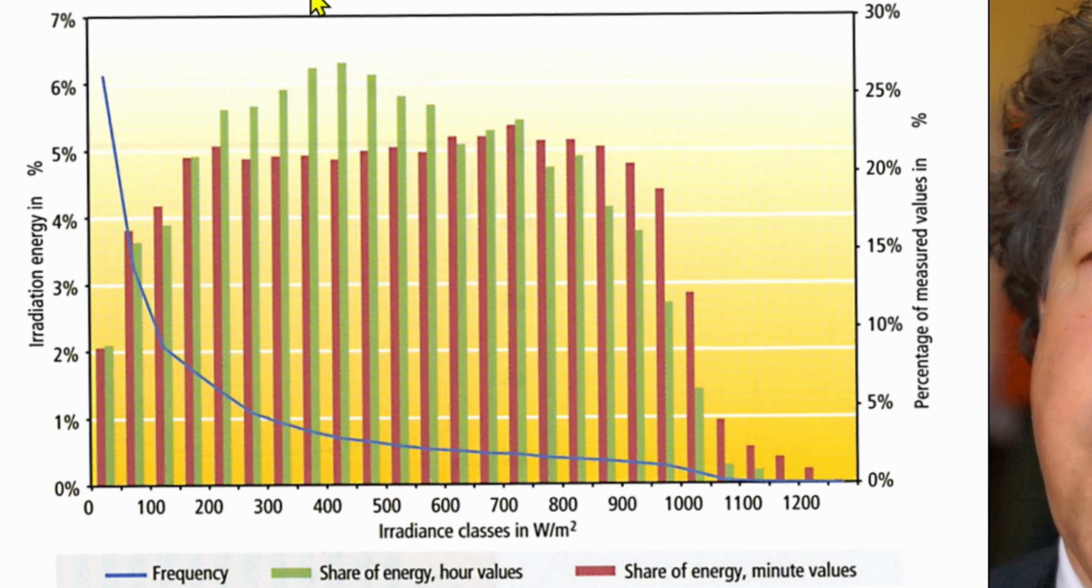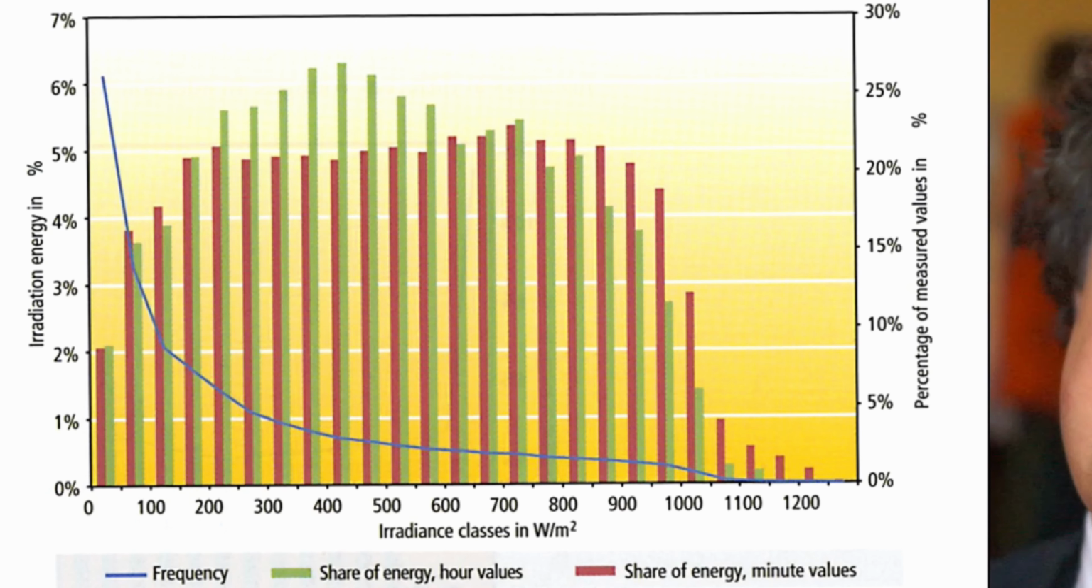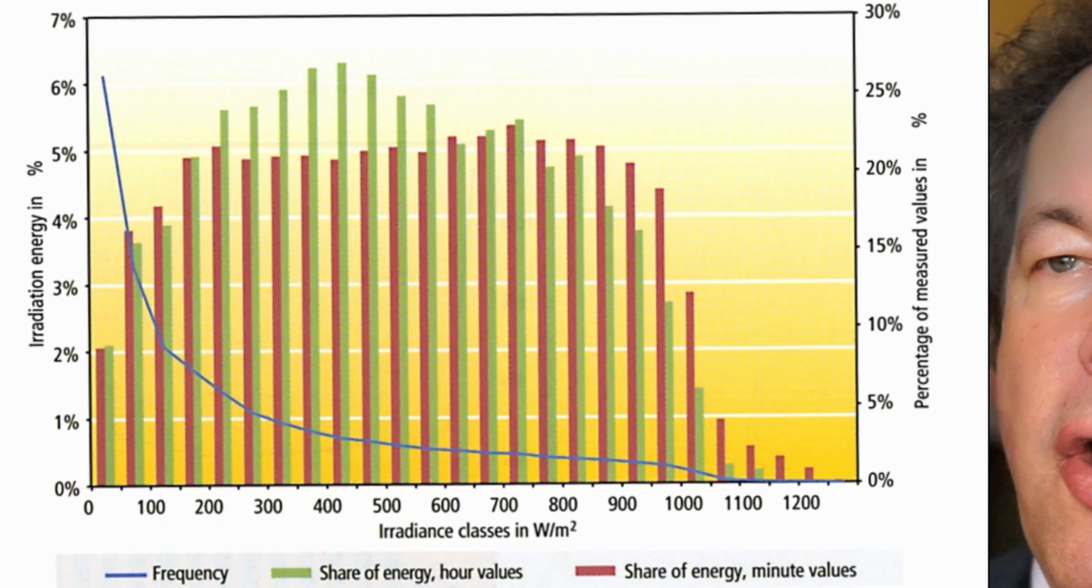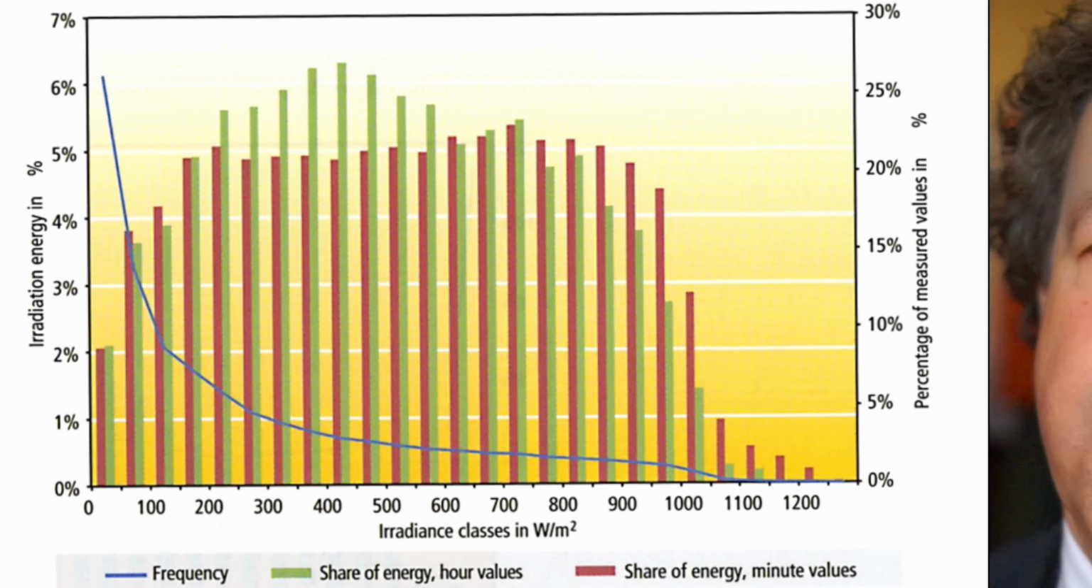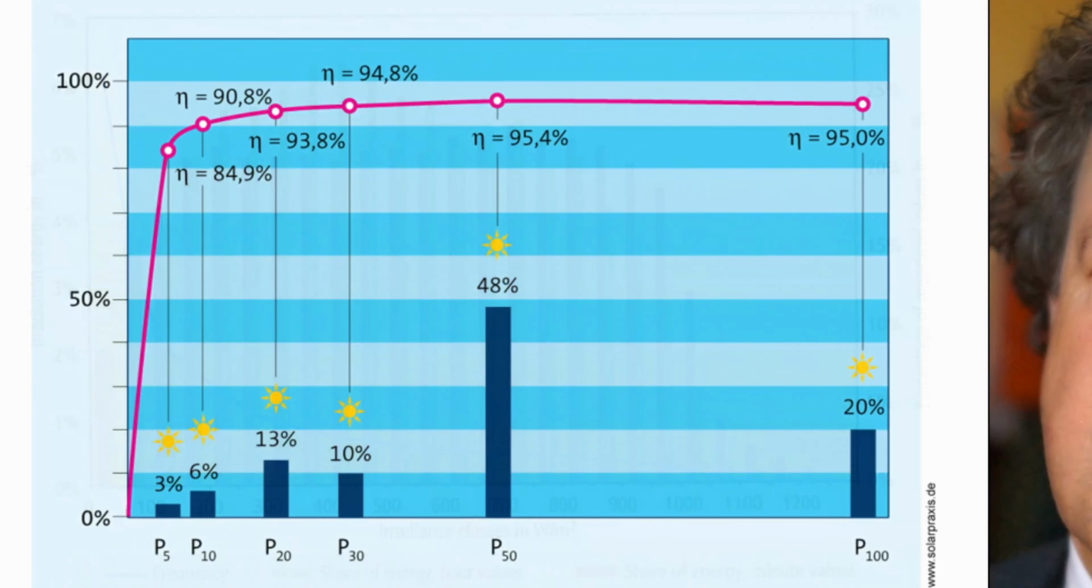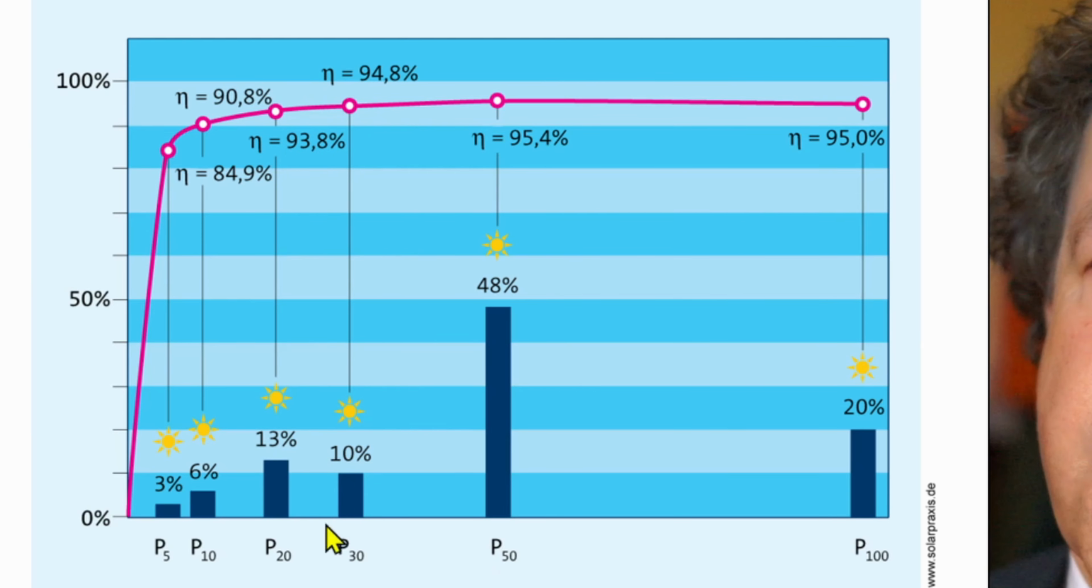Most often you have here an irradiance level in the vicinity of 300 to 400 watt per square meter. That means 30 to 40% of the actual maximum load, which the inverter is usually designed for. So in this vicinity, P30, this is most relevant here for Germany.